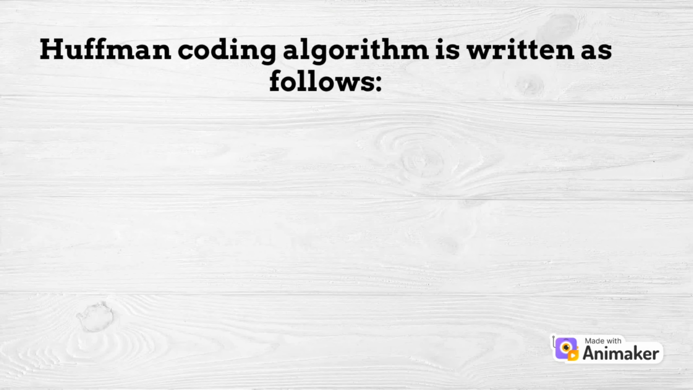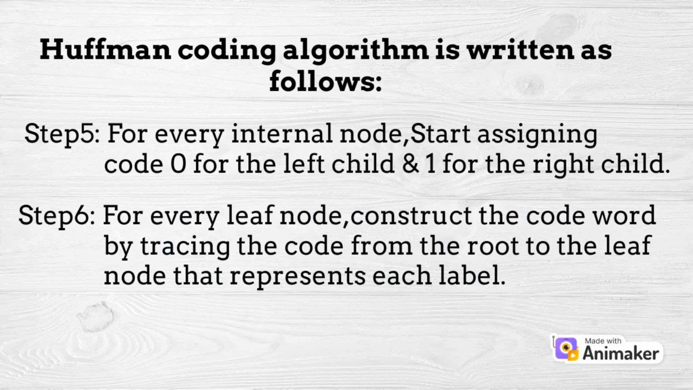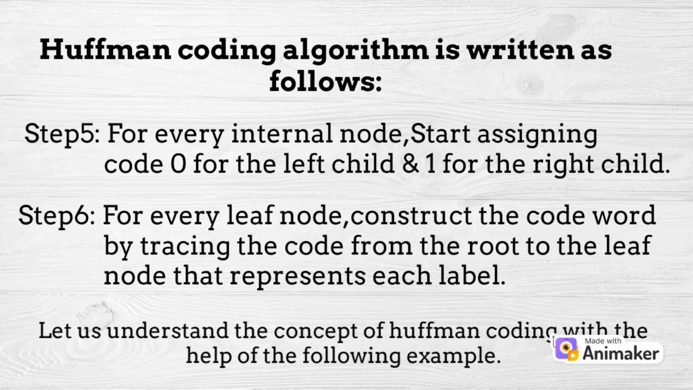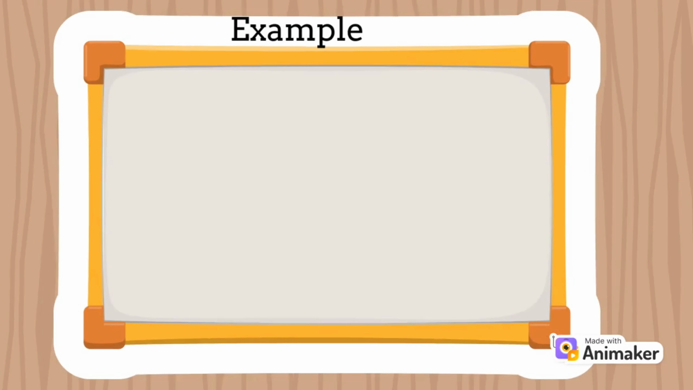The next step is to start assigning code 0 for the left child and 1 for the right child for every internal node. And the final step is to construct the code for every leaf node by tracing the code from root to the leaf node that represents each label. Now let us understand the concept of Huffman coding more clearly with the help of an example.